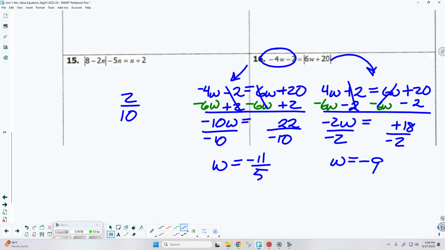And I will tell you again, if you were to plug either of those back in, both of them check out perfectly. So in fact, which one is the smaller? The -9 is the smaller value. So I'm going to say -9, -11/5. But even if you switch those, not a concern. I'm not worried about that.